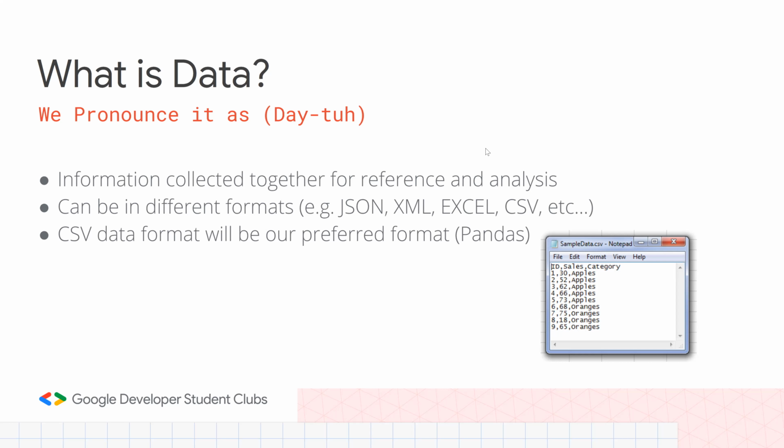Data can be in different formats. JSON is one that we use to describe data. That's a file type I've actually used a lot in scientific research. We've also got Excel, which I'm sure most of you are familiar with. Then we've got comma separated values, which is a CSV file. The picture in the bottom right corner is a CSV file with three columns separated by commas: ID, sales, and category. CSV is our preferred format, which is read by the Pandas library. There's a read CSV function that we use to analyze CSV files. And then we've got describe, mean, standard deviation, all that fun stuff.